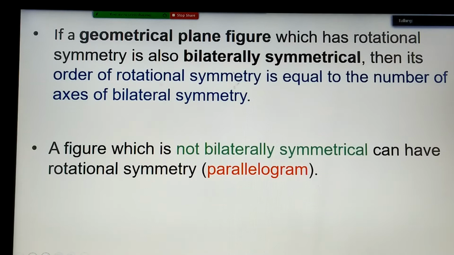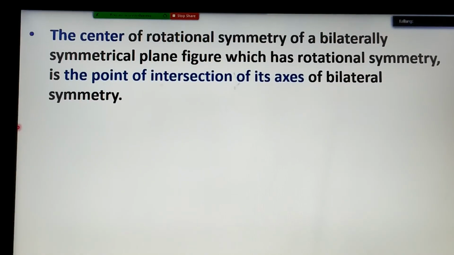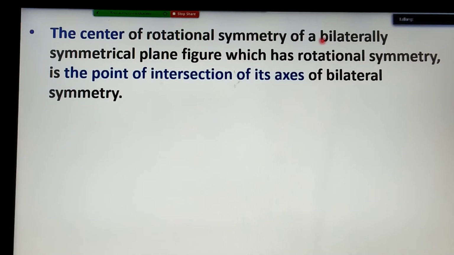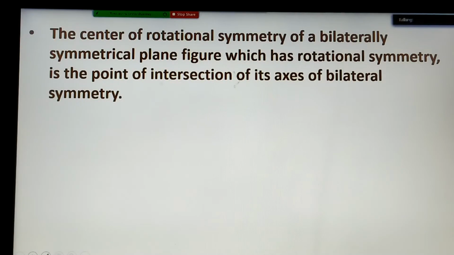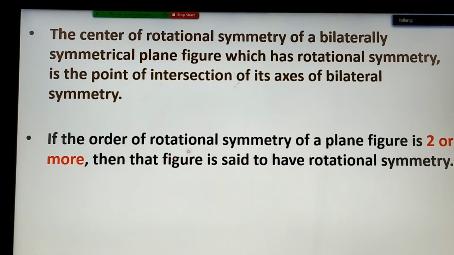It means a parallelogram is not bilaterally symmetrical but has rotational symmetry. Finally, you can understand that part. The center of rotational symmetry of a bilaterally symmetrical plane figure which has rotational symmetry is the point of intersection of its axes of bilateral symmetry. It means you can get that point from the intersection of its axes.